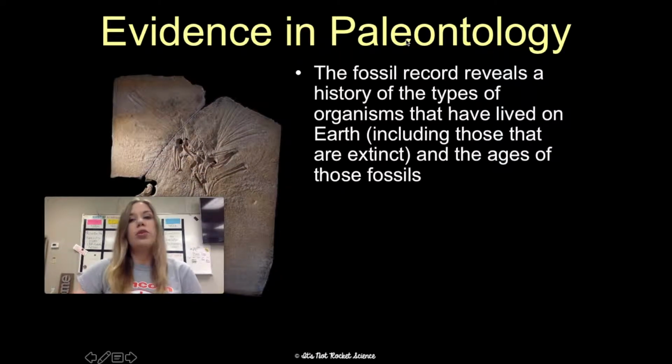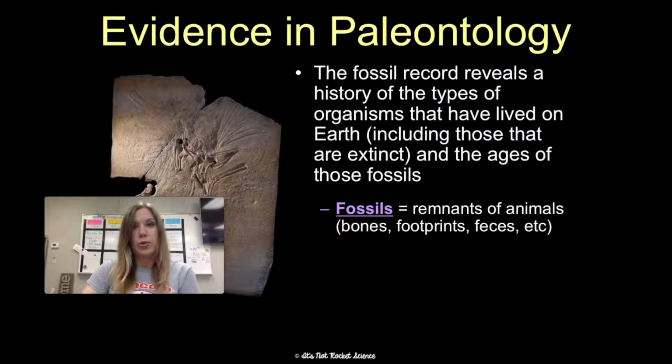The fossil record reveals a history of the types of organisms that have lived on Earth, including those that are extinct, and the relative ages of those fossils. If you'll recall from the Stations Lab that we just finished, we can tell the relative age of fossils based on what layer of sedimentary rock they are found in. If they are found in layers closer to the surface, they are probably relatively young. If they are found deep within the lower layers of sedimentary rock, they are probably a lot older.